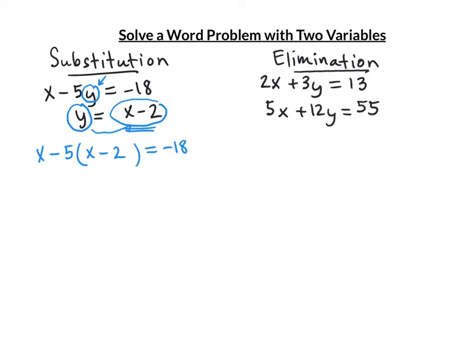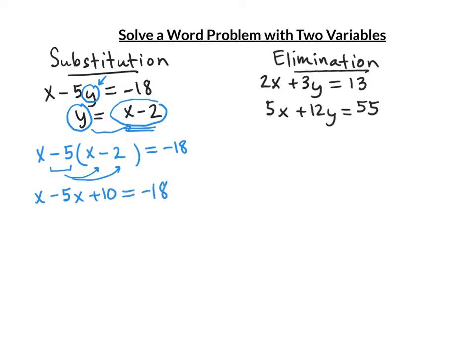Now, there would be a common mistake right here. Students often forget that this is not 5, it's negative 5. I have to take negative 5 to x and negative 5 to 2. I have to distribute. Negative 5 times x is negative 5x. Negative 5 times negative 2 is positive 10.